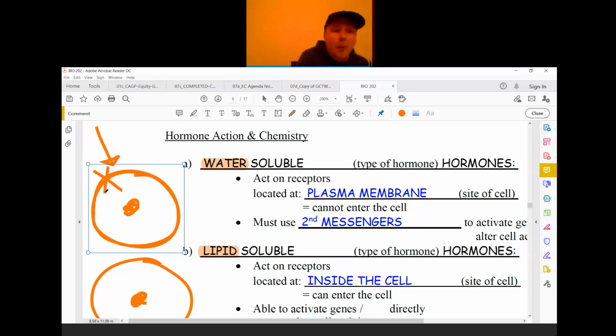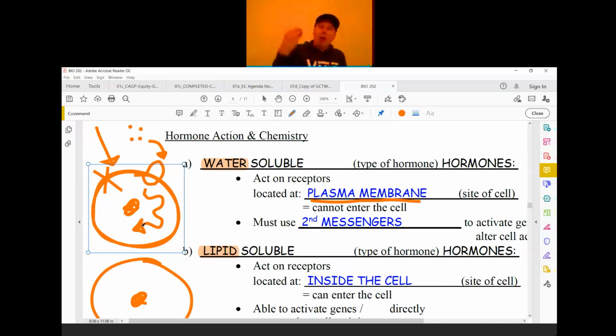So the way water-soluble hormones act is that they have to bind into this receptor on the surface of the cell, so on its plasma membrane. And then a second messenger, so something else, has to travel inside the cell as a result of this receptor activation. So it's not the hormone that makes its way inside the cell. Well, this is the case with the water-soluble hormones.